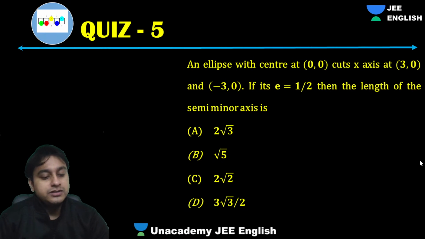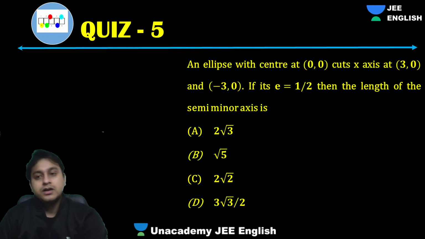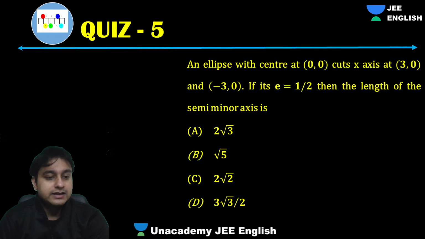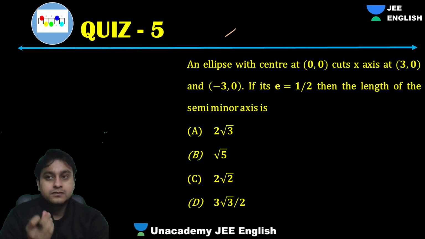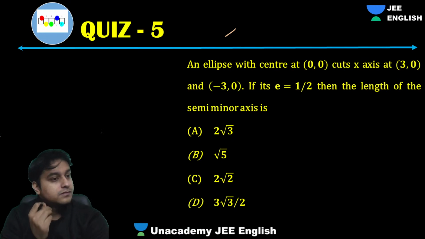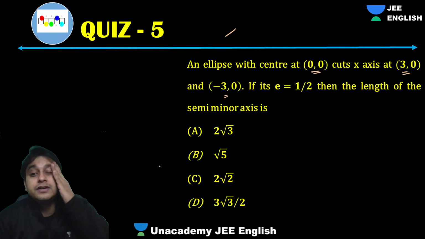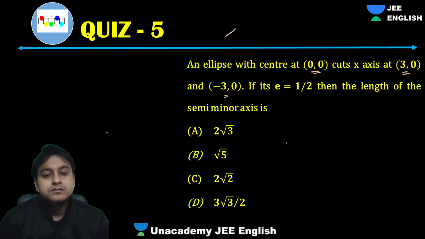So an ellipse with the center origin cuts the x-axis at 3 comma 0 and minus 3 comma 0. If its E is half, then the length of the semi-minor axis. Tell me, guys. Come on, everyone, try this one.